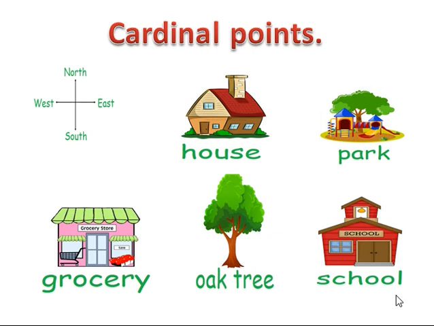So boys and girls, imagine you are standing in the house and you want to get to the park. You will have to walk in this direction going right. Let's now look at the cardinal points. If you were going right, it means you would go east. So from the house, you would walk east to get to the park.